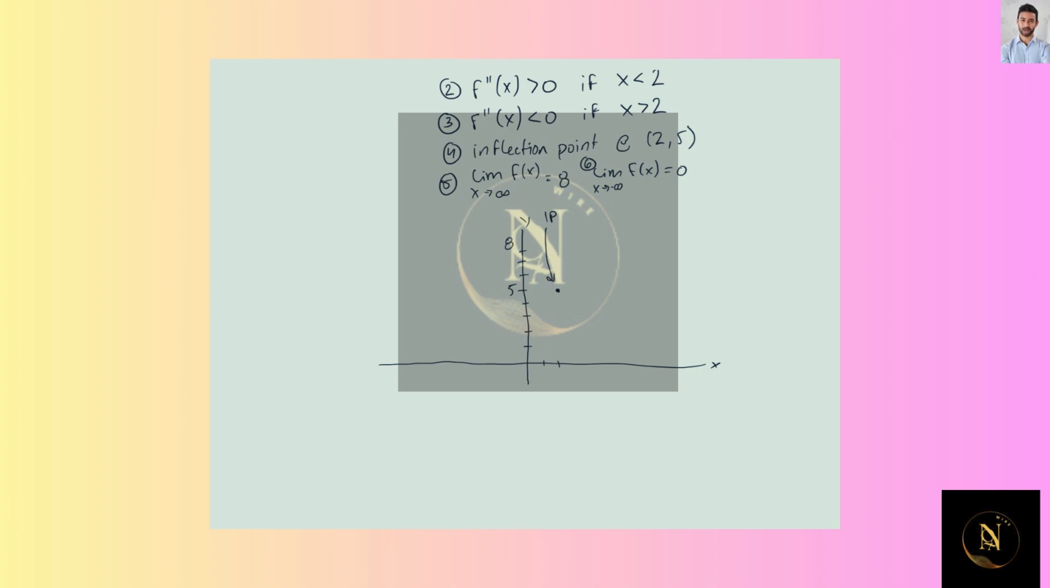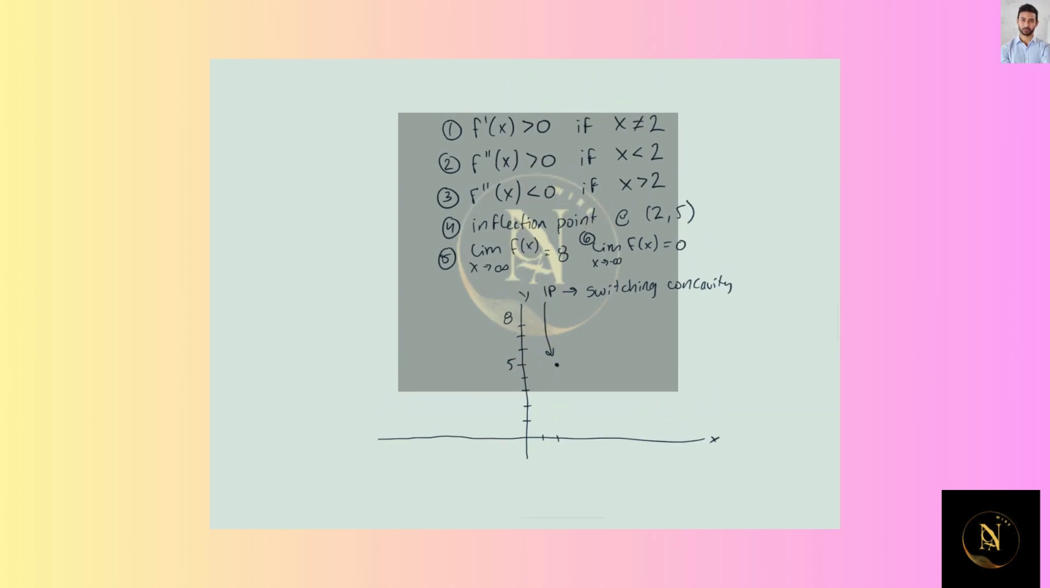What is an inflection point? That means we're switching from concave up to concave down, or vice versa. We are switching concavity. So those are some points that we know.